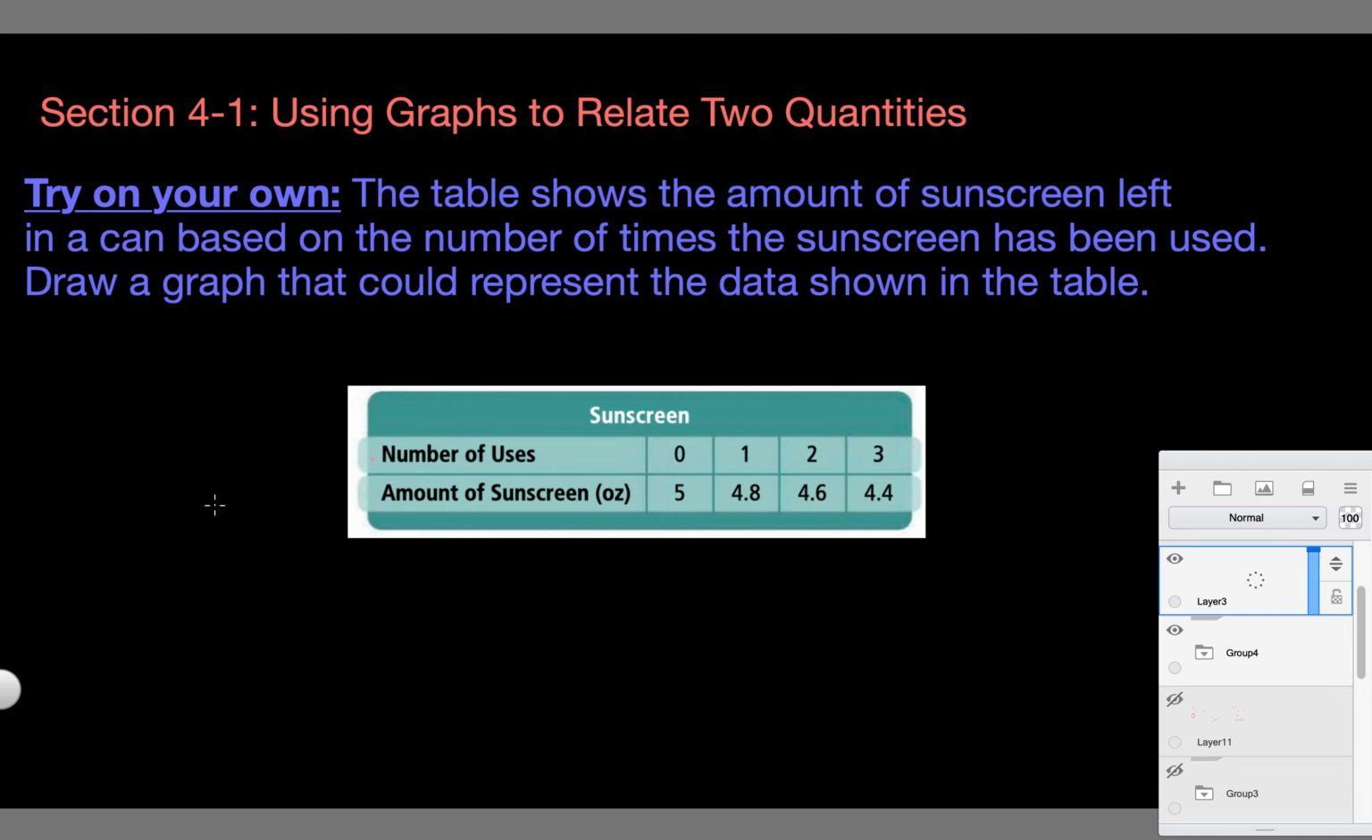based upon the data. So I'm not going to graph it for you, but I'm just going to set it up. If you were to set up your X and Y axis, we would have number of uses down here. And then this would be amount of sunscreen on the left, with your 0 down here. Okay?